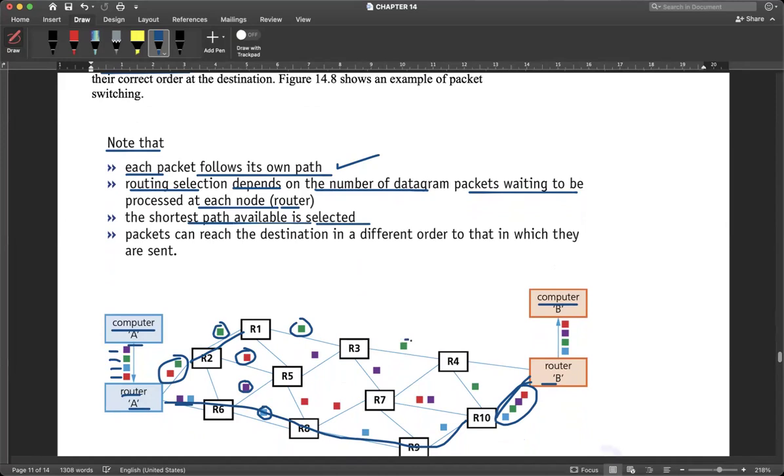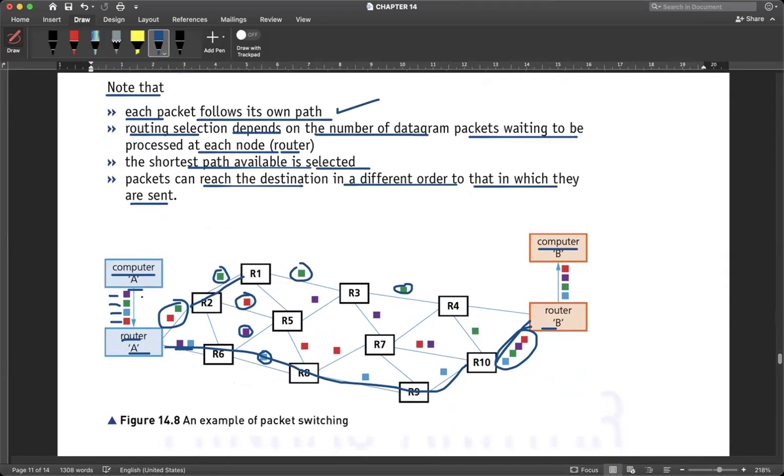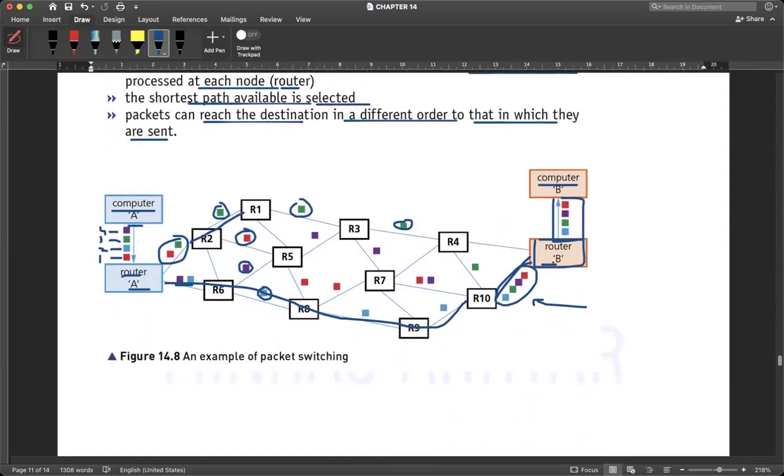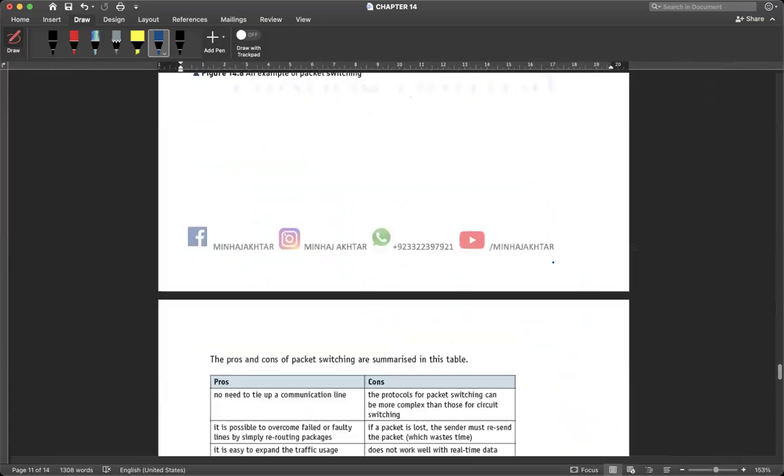So in this way, the packets are going to pick the shortest path according to them, right? Packets can reach the destination in a different order than the one in which they were sent. You see, the first one is red, the second one is blue, the third one is green, and the fourth one is purple. And then you see the transmission is mixed here: red, purple, green, and blue. But once it reaches router B, it is going to be assembled automatically. See here. So this is called packet switching.